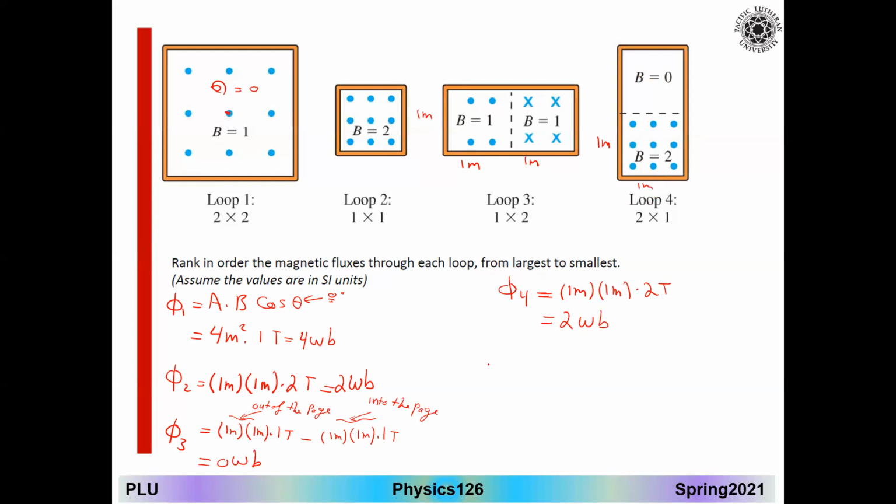Now I can rank my magnetic flux. It seems that phi 1 is the largest, larger than phi 2, which is equal to phi 4, and both are larger than phi 3.